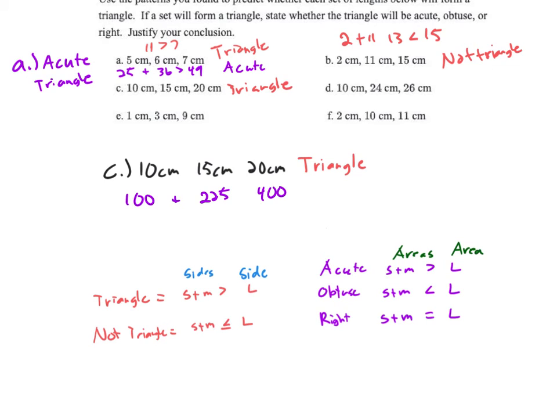So here, if I add up these two areas, I get 325, and that should be less than 400. So therefore, I know this has to be an obtuse triangle on part C. Let's take a look at the next one.